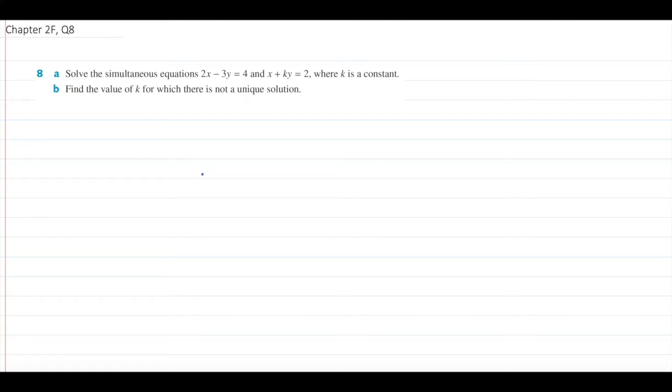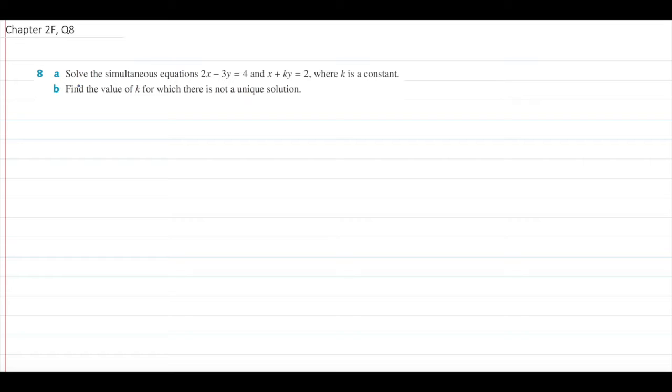Today we'll be going through a tutorial video going through chapter 2F question 8. So this is going to be on your types of simultaneous equations, and specifically we're going to be looking at the three different types: the simultaneous equations where you get a unique solution, no solution, or infinitely many solutions. So without further ado, let's get into the video.